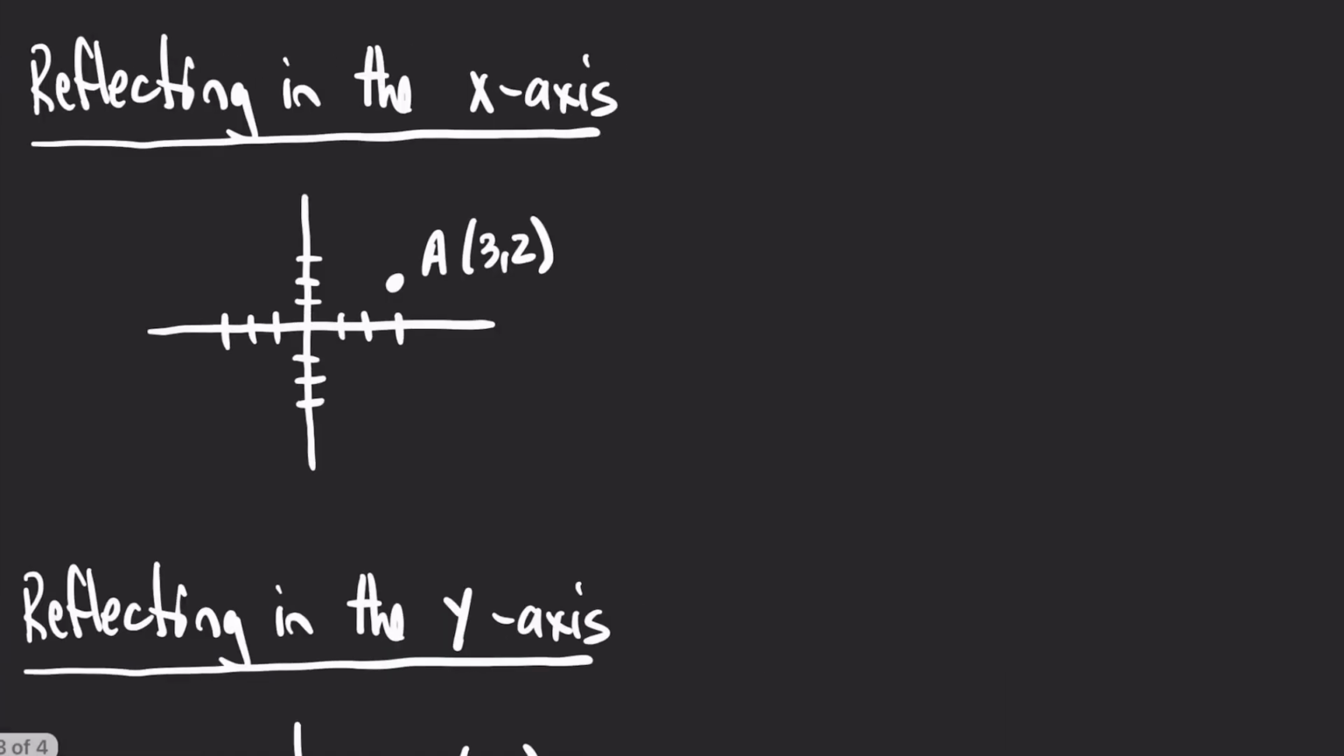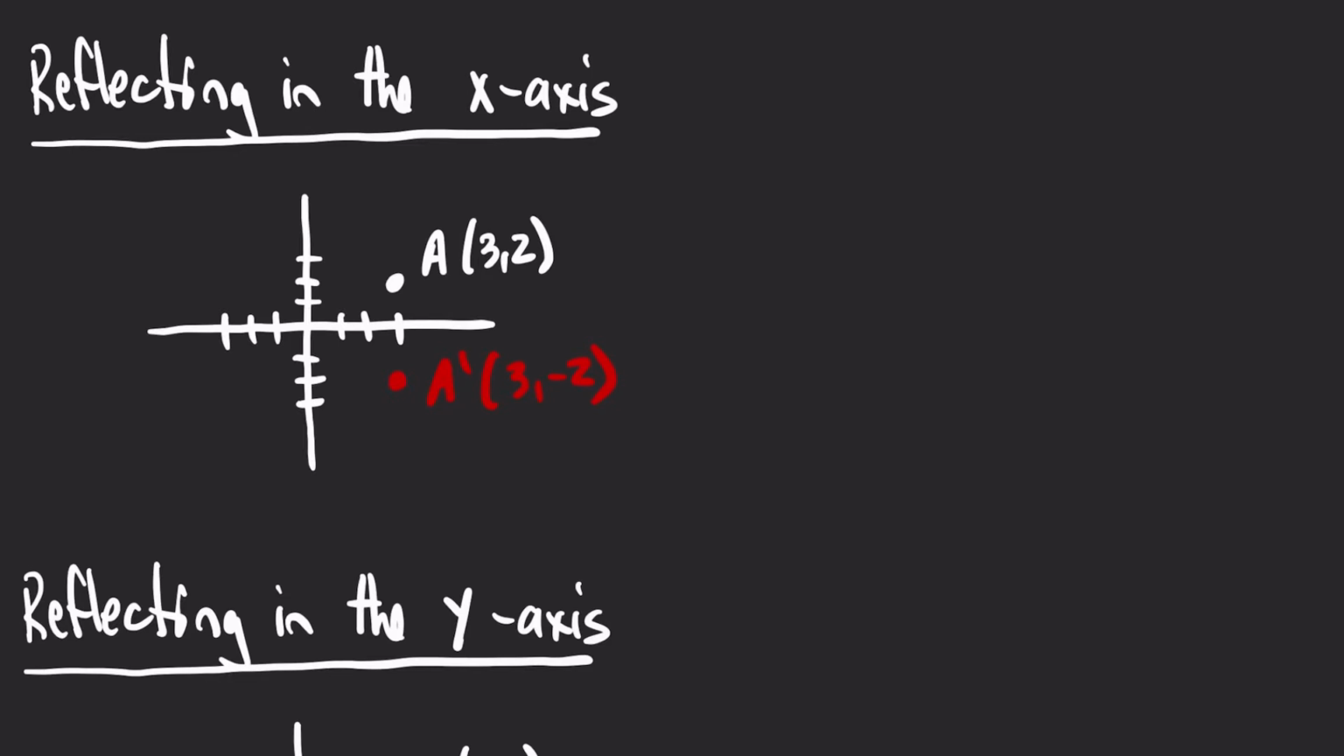This is not in your note packet, so I just want you to follow along here. If you're in class, we'll be doing this kind of as a sideboard, but I want to review some of the reflections that we've already done in this unit. So the first one is reflecting in the x-axis. So here's your x-axis. I want to reflect this point in the x-axis, and it goes down here. All right, so that would go right here. A prime would have coordinates 3, negative 2.